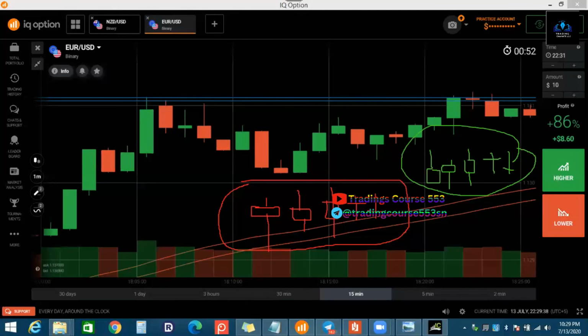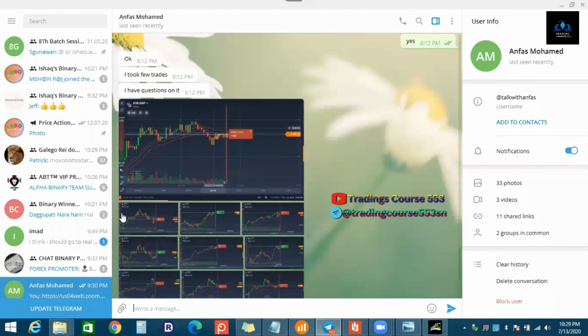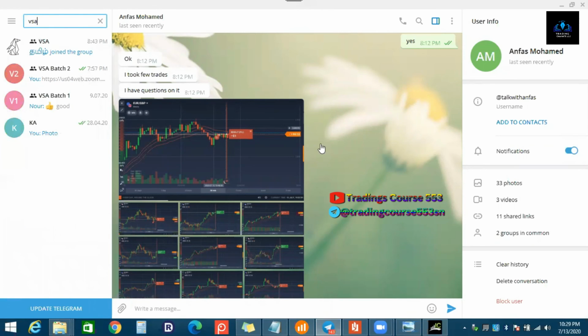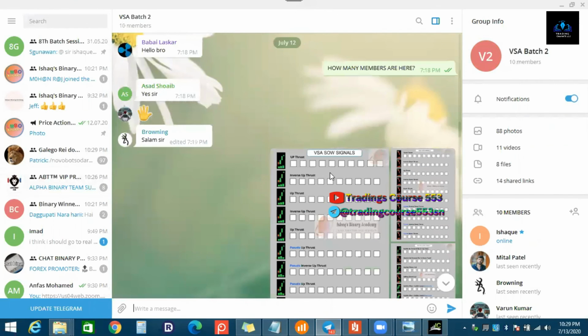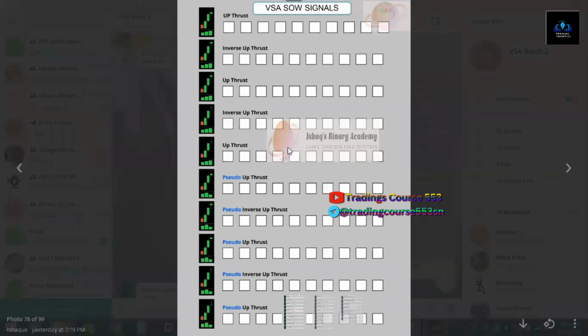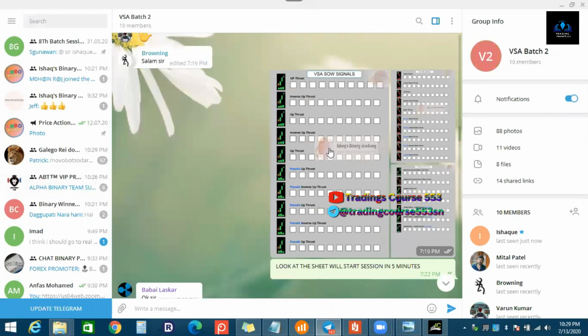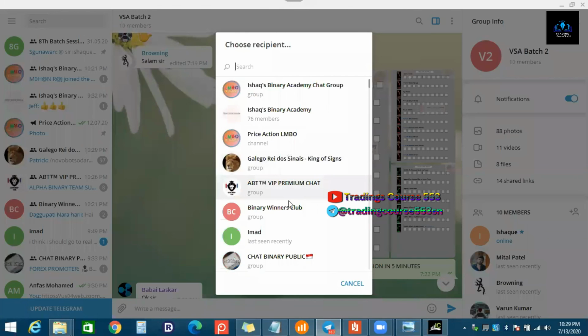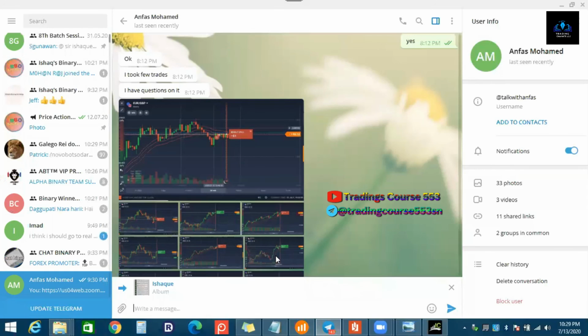And a few trades, so you can get some ideas. The trades I will send you by tomorrow or late at night. A sheet I'm going to send you. These are the signals. Only the signals which I teach you, only you take those signals, because there are so many signals in this sheet. So which signals I teach you, only you take those signals.